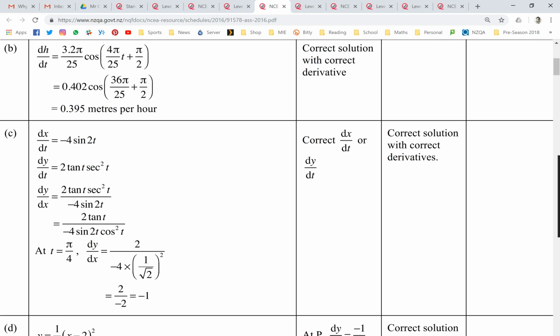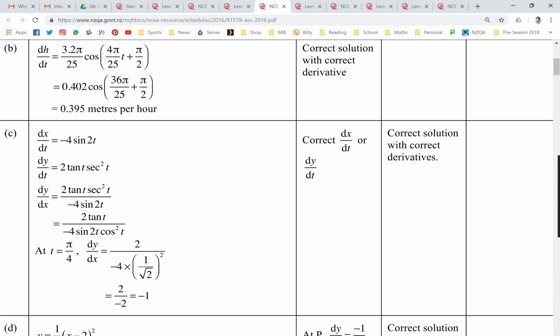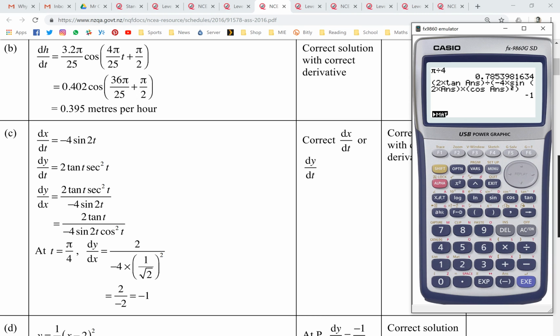Looks good. So as usual with this question, correct dx dt gets you an achieved, or dy dt gets you an achieved, and getting that -1 as your gradient gets you a merit. Now look, with the calculator instructions, you don't have to do it in one whole line like this. If you are nervous about it, just do it one step at a time. It should be fine. If you got a different answer, if unsure, just make sure you're putting the brackets in the right spaces, that's all. Programming 101.